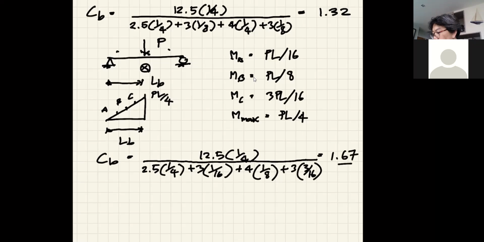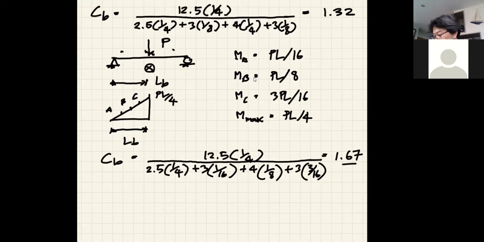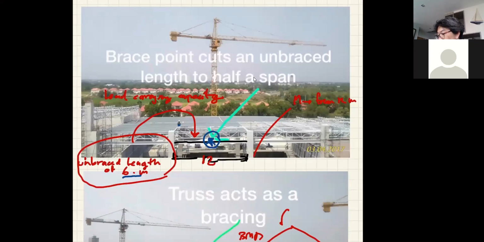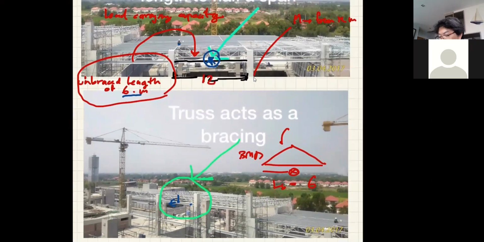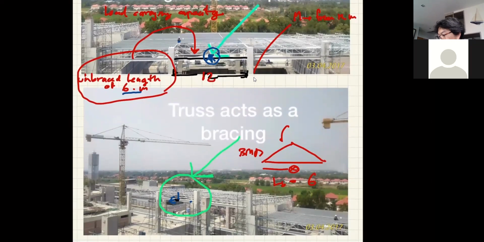So yes, that's true. I utilize this CB in the design of this beam. So I increase because of the fact that I have the bracing in the middle like this. And this is basically the bending moment diagram of the beam. Unbraced length is a half, and therefore this becomes the part where I calculate CB. And I did use CB equal to 1.67 in the design of this beam. That's why it is so small.